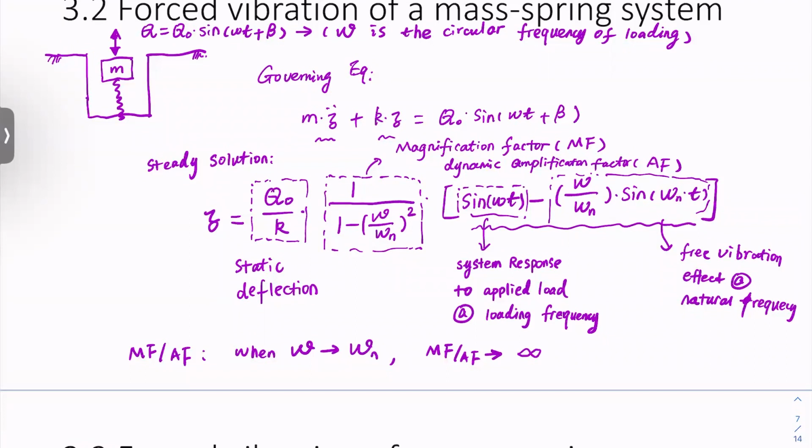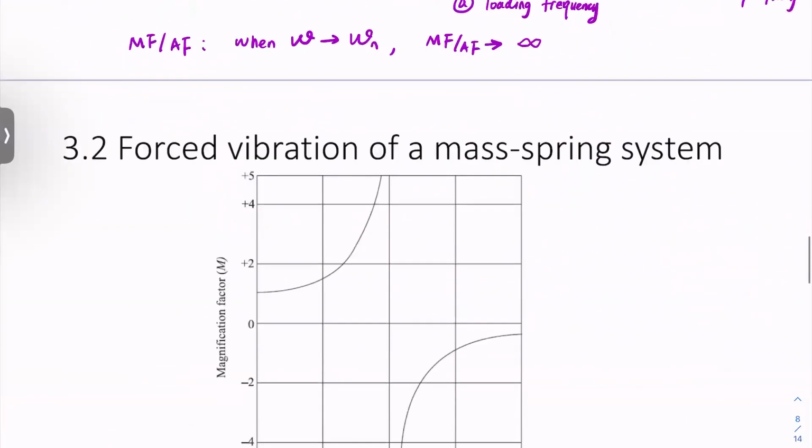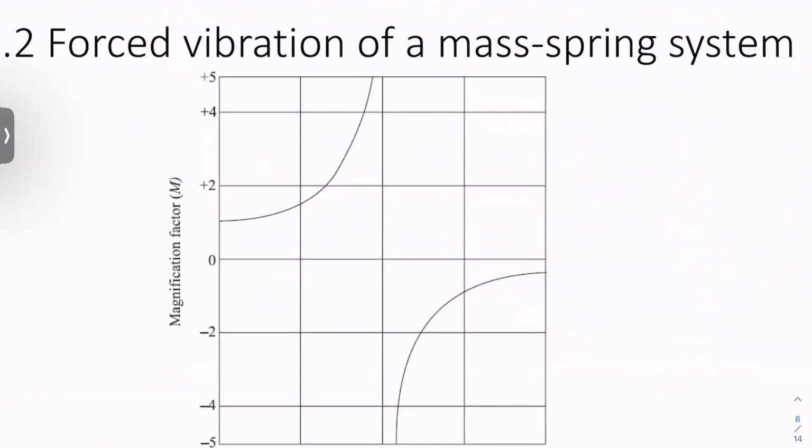If we look at this thing over here, basically the y-axis is the MF or the AF, and the x-axis is the ratio of omega over omega n. And look at this, in the middle the number is going to be infinite. That curve is going to go up all the way. And let's say if it's 2, then your amplification is somewhere over there, probably around 0.5.